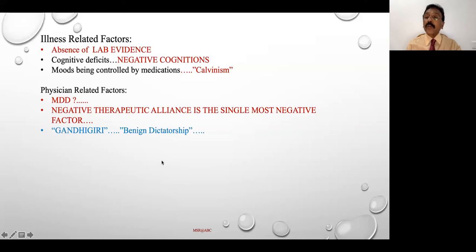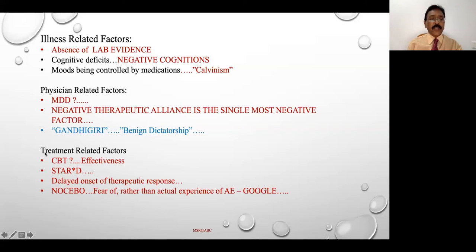Nowadays, in the days of Google, everybody thinks he knows everything. So you have to put it in such a way that you know slightly better. This is what I call a benign dictatorship, Gandhigiri. It helps a lot in conveying that you are slightly better in your knowledge and wisdom compared to the patient, and then Google this thing in convincing the patient he has to take it. But therapeutic alliance is a very important thing.